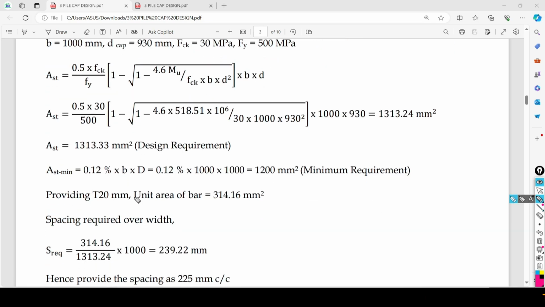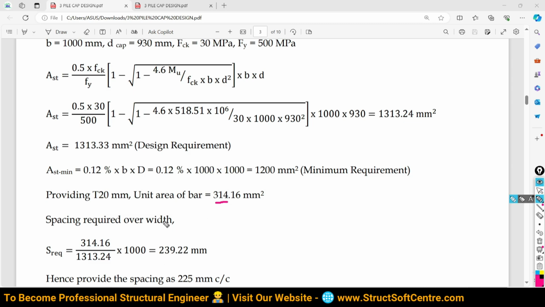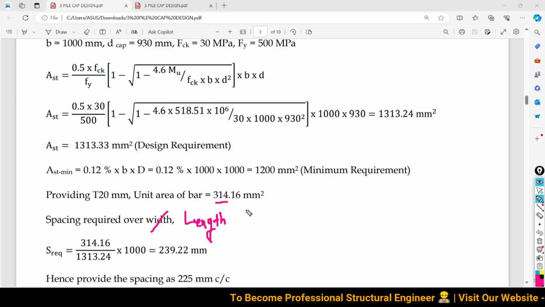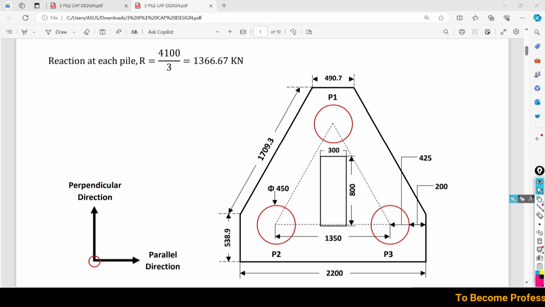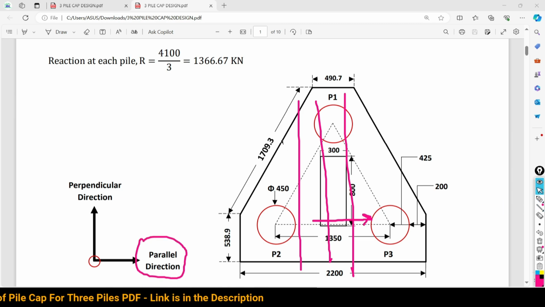Again we are going to provide 20 mm diameter of bar for the perpendicular direction, so that it has a unit area of 314.16. Spacing required over the length, or you can say parallel direction, because we are going to calculate the reinforcement along this direction, but its distribution will be along the parallel direction. Okay, provision will be along the perpendicular direction.